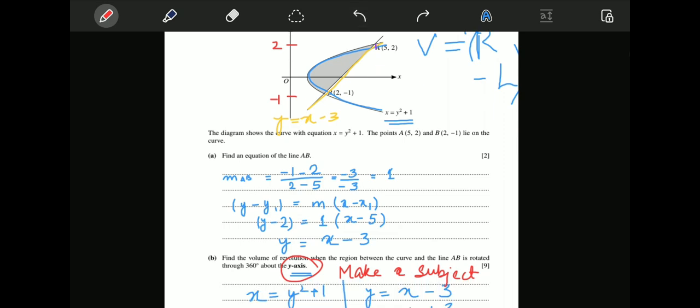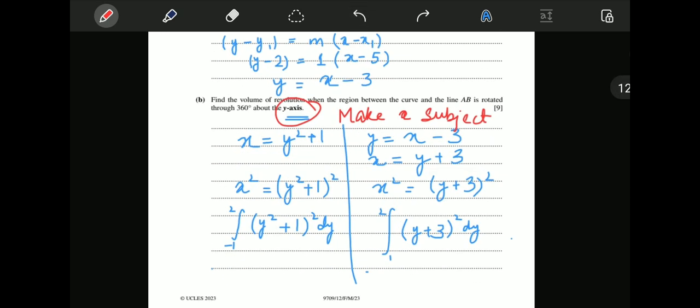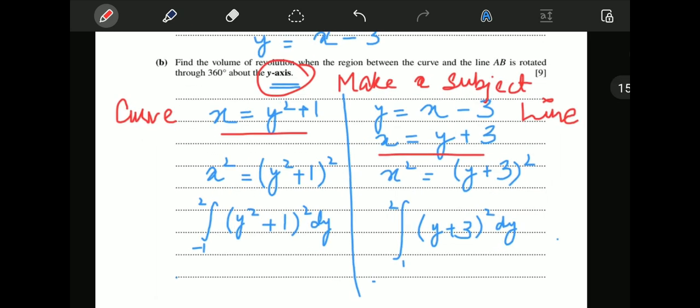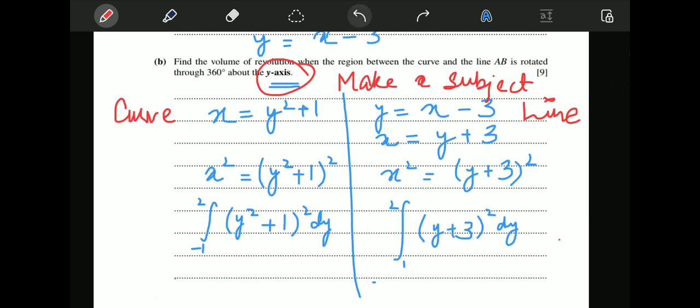Then we are doing this for both the equation of the line and the equation of the curve. So first doing this for the equation of the curve, and this is for the line. Make x the subject, so we are making this one and this one. Then we are squaring both sides. So squaring both sides, we get this and this. Now after squaring both sides, we will integrate the right hand side.